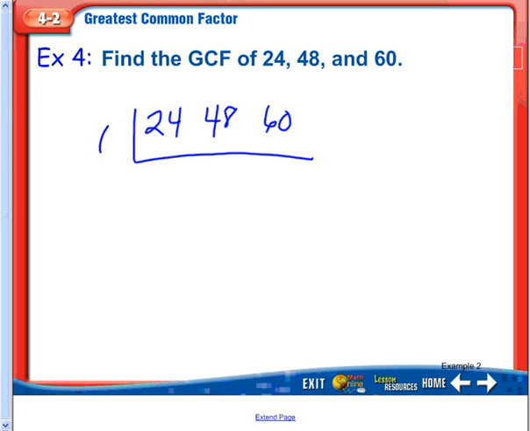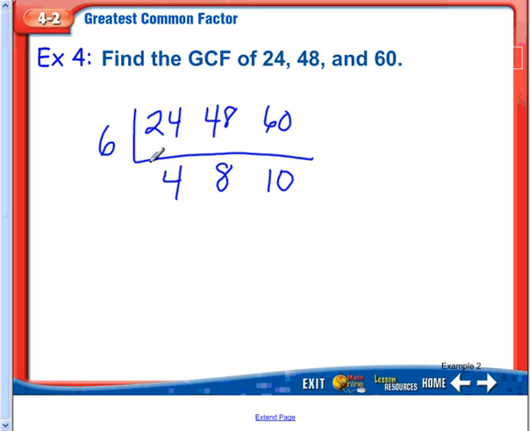Thinking of my multiplication facts, I know that 6 can go into 24 4 times. 6 can go into 48 8 times. And 6 can go into 60 10 times.